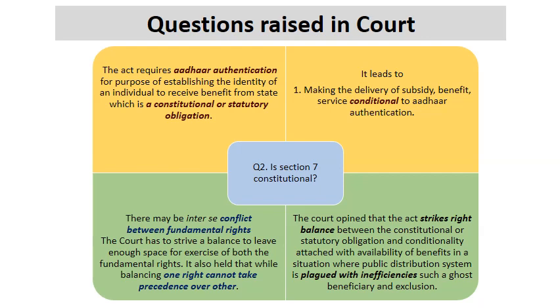In light of these events, the court stated that the Aadhaar Act does strike the right balance between one's right to privacy and one's right to food and shelter, because it helps weed out the inefficiencies in the public delivery system, thus ensuring that the benefits are reaching the right beneficiaries, those who need them. And thus it upheld the validity of Section 7 of the Aadhaar Act.